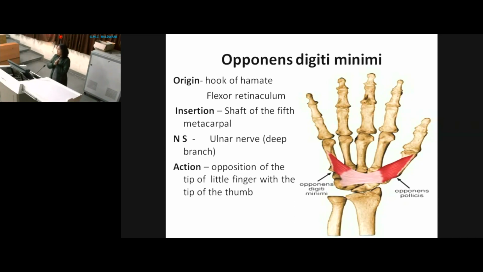Again on this distal side, and this is on the medial side, so the nerve supply is by the ulnar nerve, and the action is opposition, so that means again it touches the tip of the thumb especially. So it is named the opponens digiti minimi. This is the opponens digiti minimi, which you can see, inserted into the shaft of the fifth metacarpal bone.